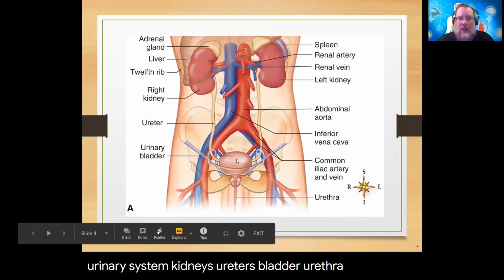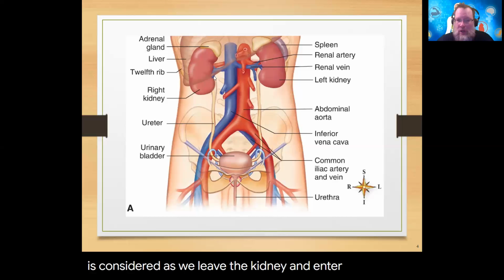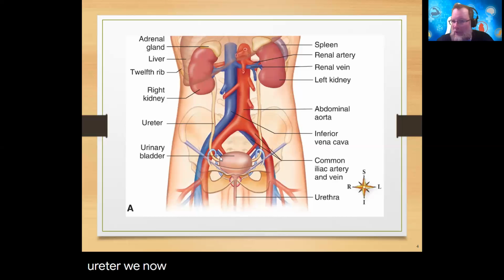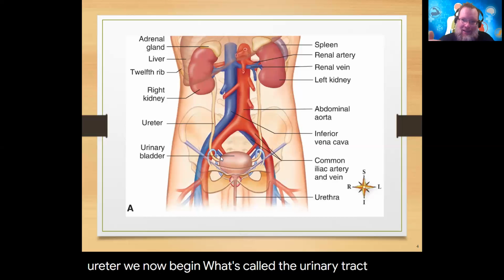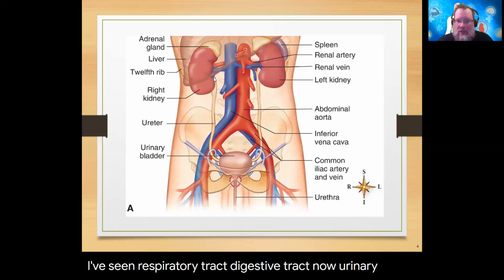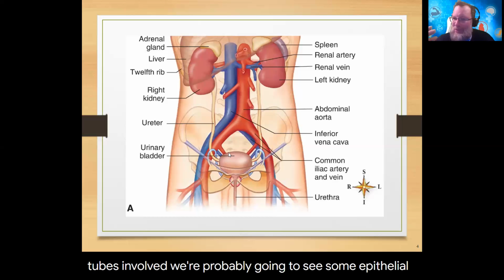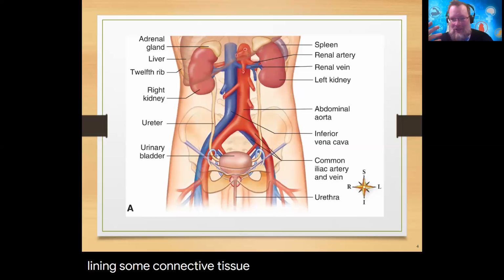Okay, so as we leave the kidney and enter into the ureter, we now begin what's called the urinary tract. So there's that term tract again. We've seen respiratory tract, digestive tract, now urinary tract. So we can assume there are probably going to be some tubes involved. We're probably going to see some epithelial lining, some connective tissue, smooth muscle underneath that, and then back to connective and epithelial.